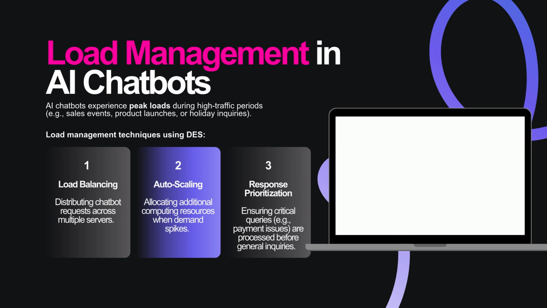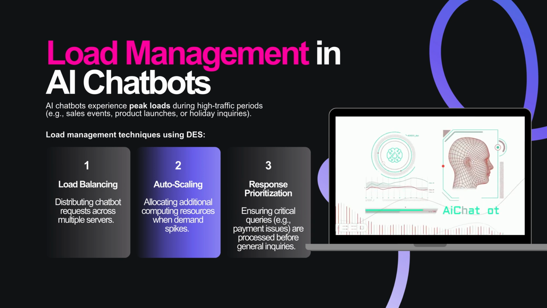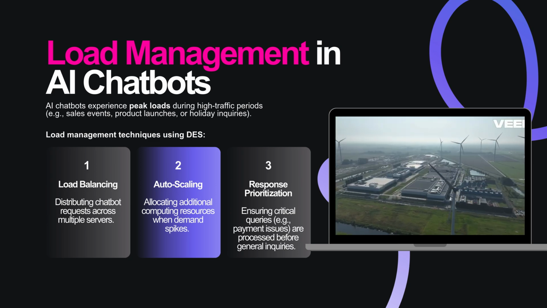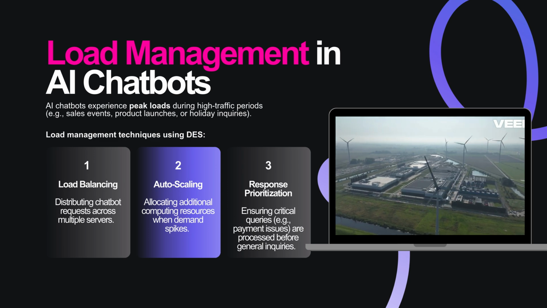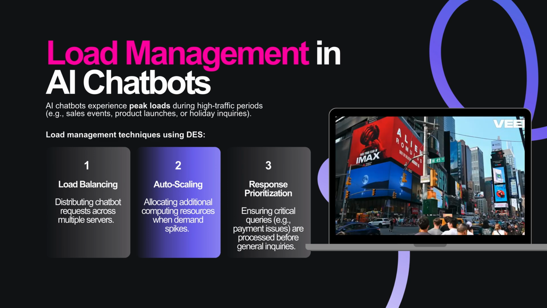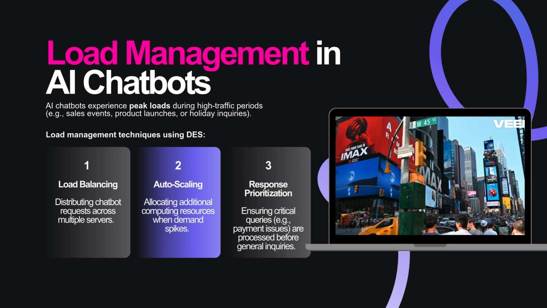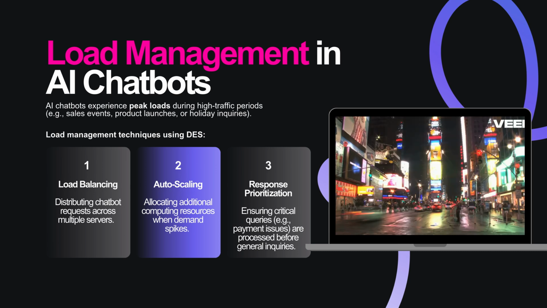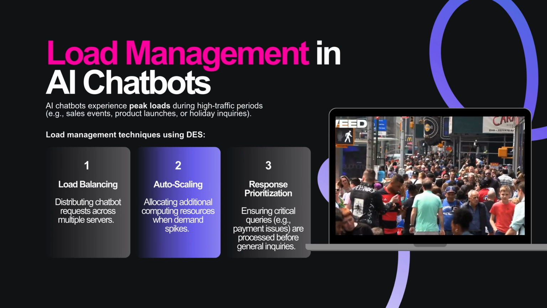fine-tune performance. During peak traffic times, AI chatbots face a real challenge handling a flood of requests from users. This is where discrete event simulation comes into play, allowing developers to test various load management strategies. One effective approach is load balancing, which spreads incoming requests across multiple servers, ensuring no single server gets overwhelmed. Then there's auto-scaling, a game changer that automatically adds computing resources when traffic spikes, keeping everything running smoothly. And let's not forget response prioritization. This technique ensures urgent issues like payment problems are tackled first, while general inquiries wait their turn.